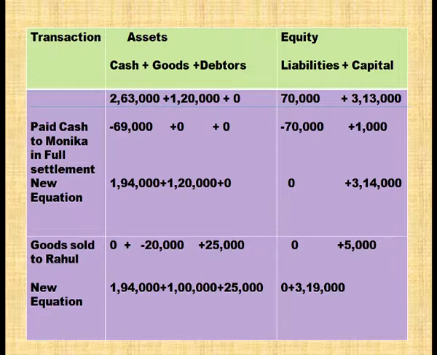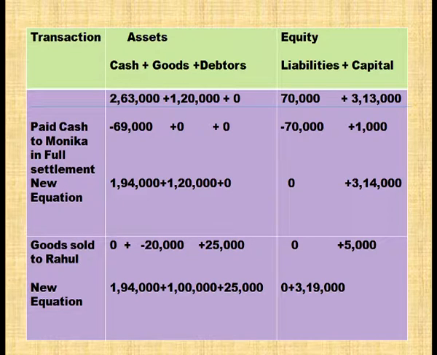And after that, you have to write the new accounting equation with cash 1,94,000. That is 2,63,000 minus 69,000. Cash came to 1,94,000 and goods 1,20,000. The value came to 3,14,000 on the asset side. On the liability side, capital 3,14,000.